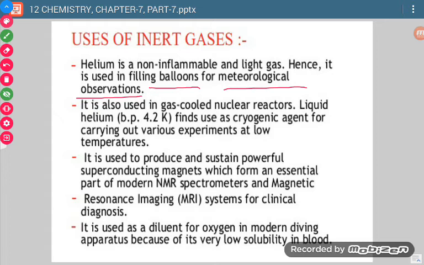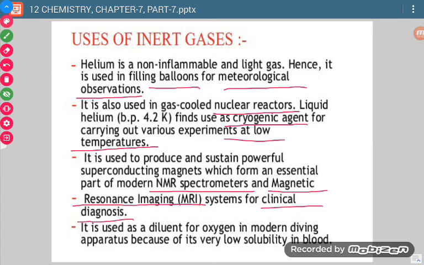It is also used in a gas cooled nuclear reactor. Liquid helium is used as a cryogenic agent for carrying out various experiments at low temperatures. So if some experiment is to be done at low temperature, helium is used. It is used to produce and sustain powerful superconducting magnets, which form an essential part of the modern NMR spectrometer and magnetic resonance imaging system for clinical diagnosis. So what we want to say is that there is a process called MRI, and in MRI also there is use of helium.